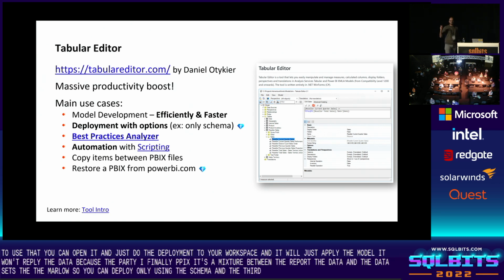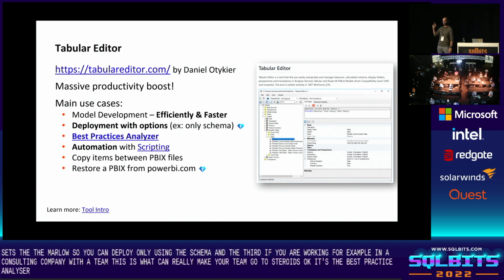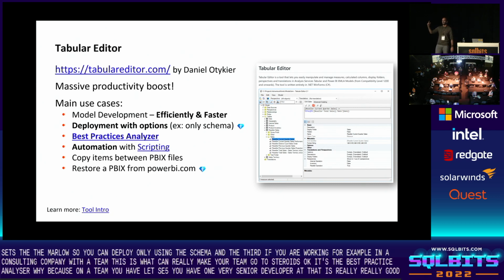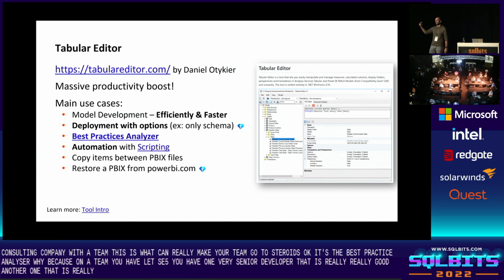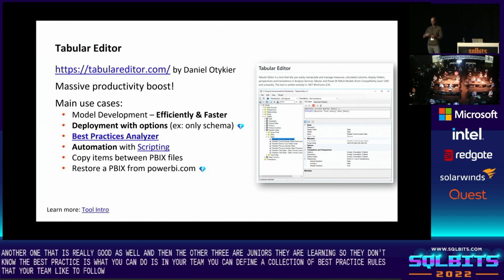And third, if you are working, for example, in a consulting company with a team, this is what can really make your team go on steroids: the Best Practice Analyzer. Why? Because on a team of, let's say, five, you have one very senior developer that is really good, another one that is really good as well, and then the other three are juniors. They are learning, so they don't know the best practices. What you can do is define a collection of best practice rules that your team likes to follow, naming conventions, removing unused columns.